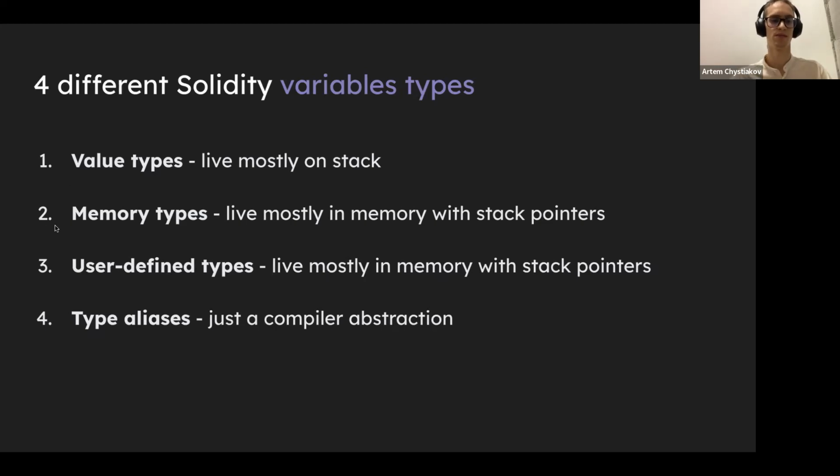Then number 2, memory types. These are special variable types that consume more memory than the stack allows, so they have to be placed somewhere else, outside the stack. These variables live in memory, and you can think of memory as the heap from traditional programming languages. And Solidity keeps track of those allocated memory variables by storing pointers to them on the stack.